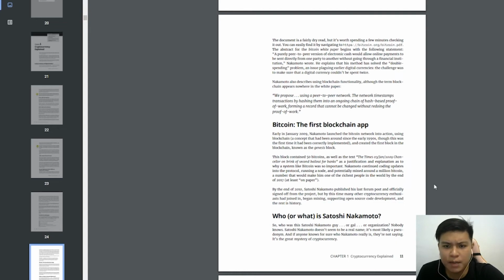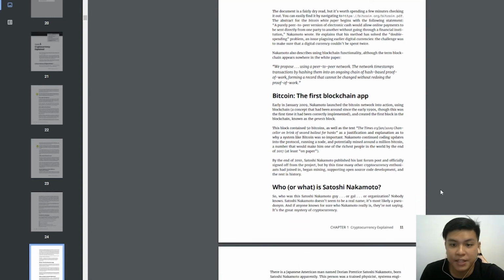We proposed using a peer-to-peer network. The network timestamps transactions by hashing them into an ongoing chain of hash-based proof of work, forming a record that cannot be changed without redoing the proof of work. Bitcoin, the first blockchain app.